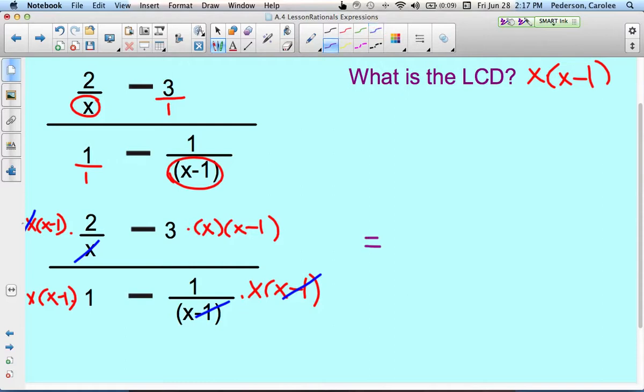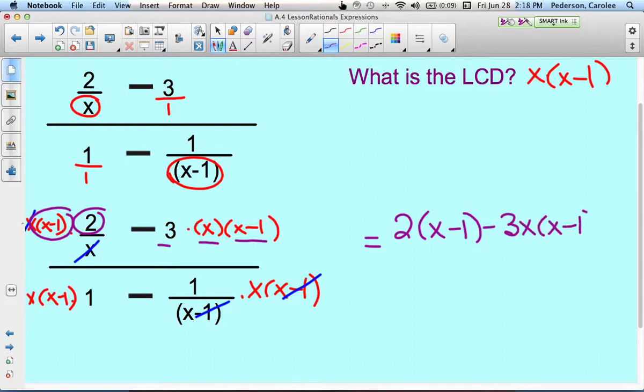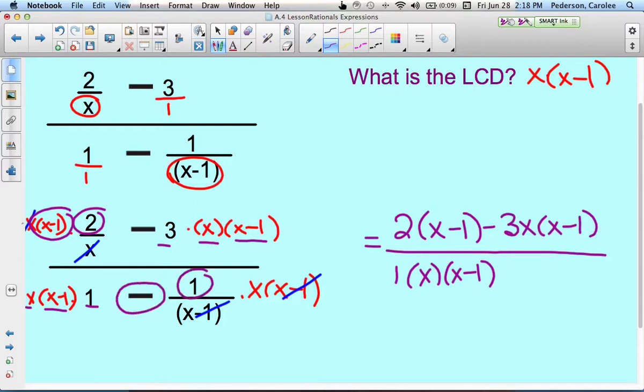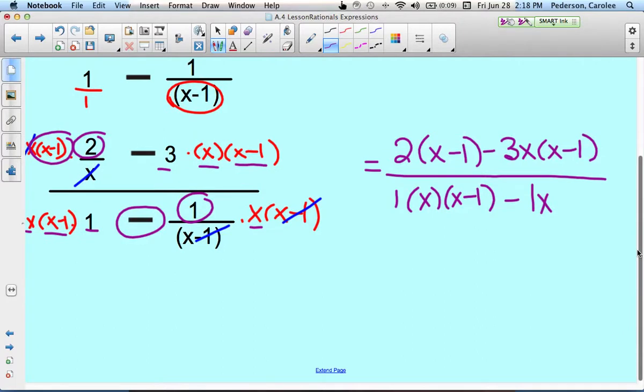What do we have? We have x minus 1 times 2, so 2 times x minus 1. And then we have minus 3x times x minus 1. And then in the denominator we have x times x minus 1 times 1, so 1x times x minus 1. And then in the denominator we have minus 1 times 1, or minus 1, and then x. So minus 1x.